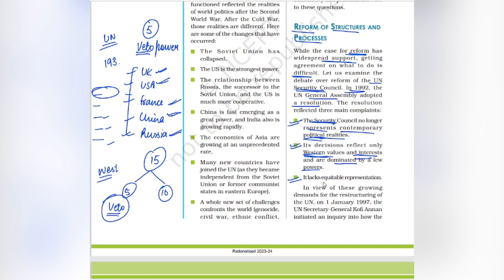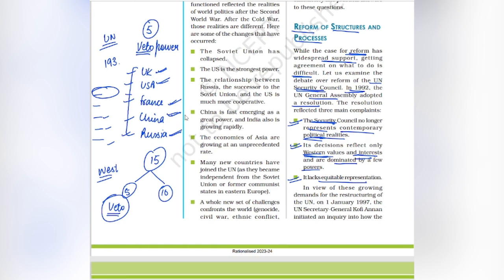Third one is it lacks equitable representation. Now, why are we saying it lacks equitable representation? That means not all the countries were equally represented in the United Nations. You can say even the continents were not equally represented in the United Nations.